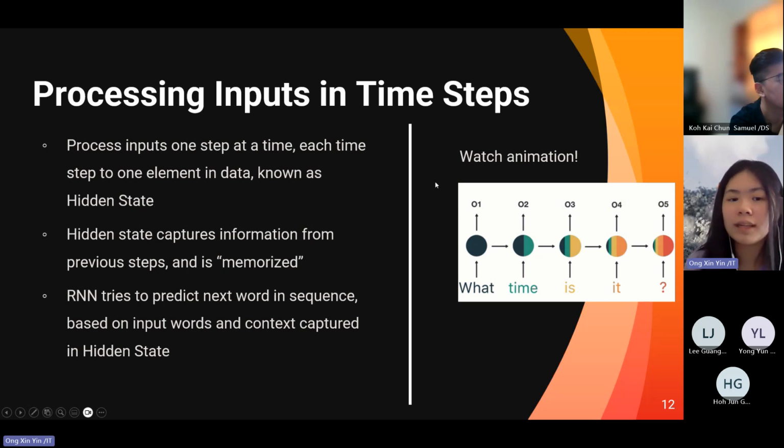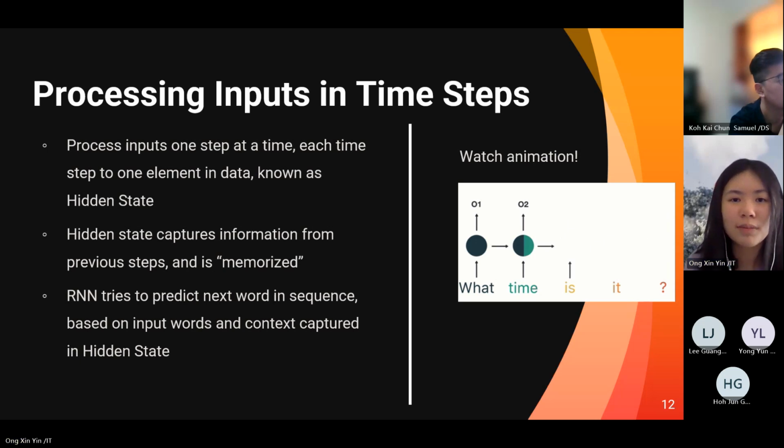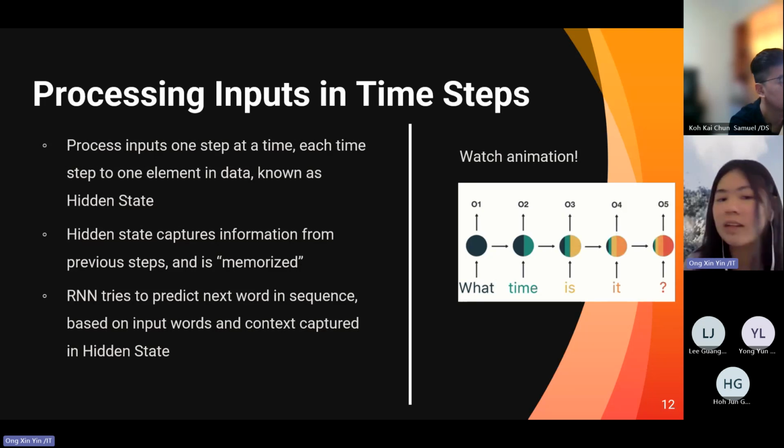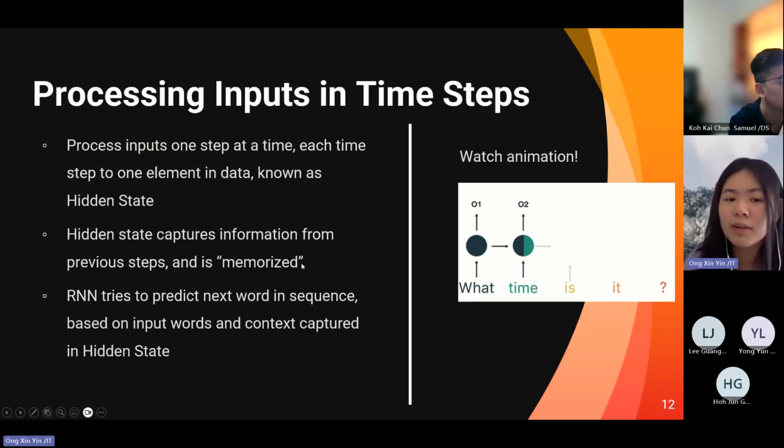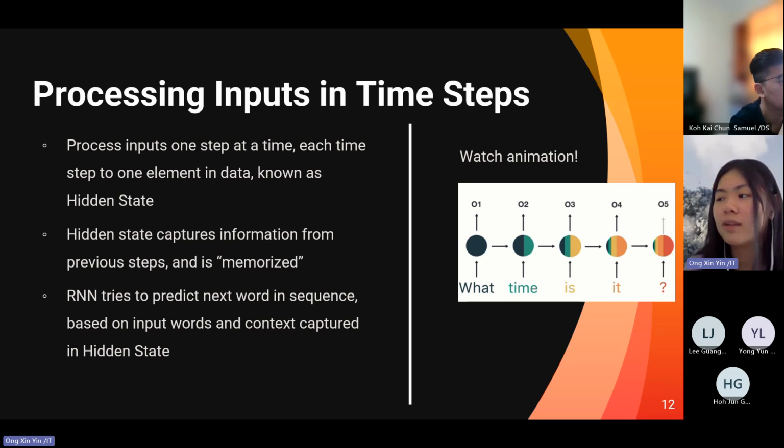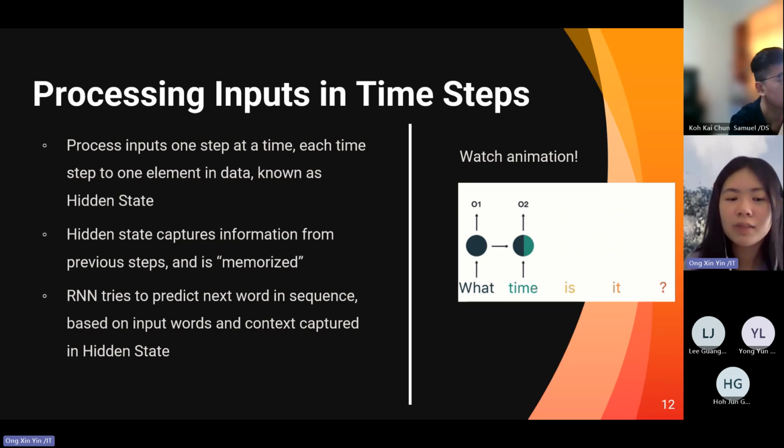At each time step, the hidden state will be updated based on the information stored in the hidden state from the previous step. So at time step 1, the hidden state will have only memorized the word what. And at time step 2, the hidden state will have memorized the word what and the word time. Using the inputs and context captured in the hidden state, the recurrent neural network will then try to predict the word at the 5th time step in this scenario.